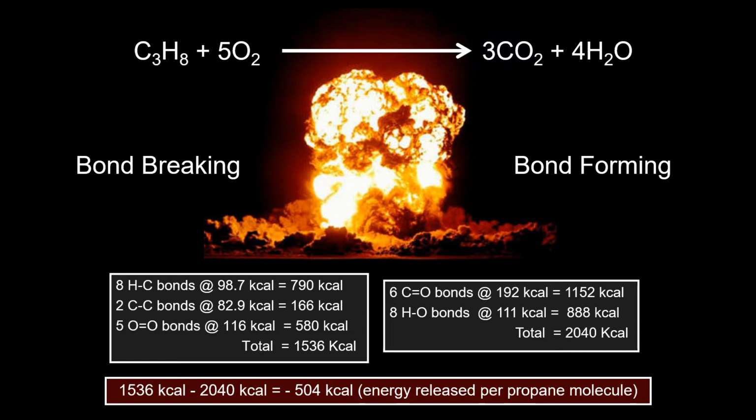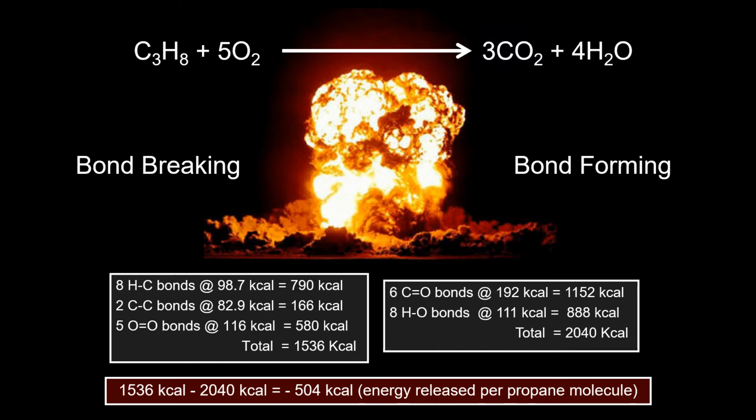Down the bottom, we have calculated the bond energies for the reactants and for the products. So looking at the reactants, within propane, there are 8 hydrogen to carbon bonds. They each have a bond energy of 98.7 kilocalories. 8 times 98.7 gives us 790. So we do that for all the bonds we need to break. We get a total of 1,536 kilocalories. That's the amount of energy we need to put in to break those bonds.